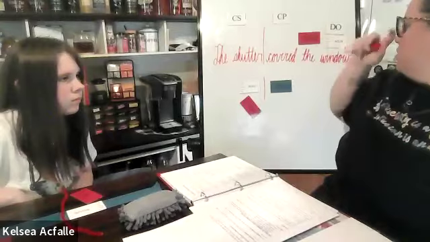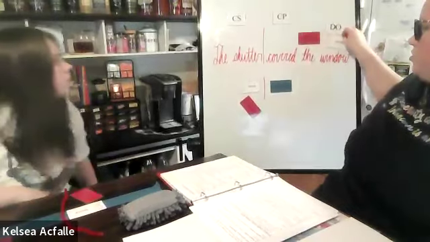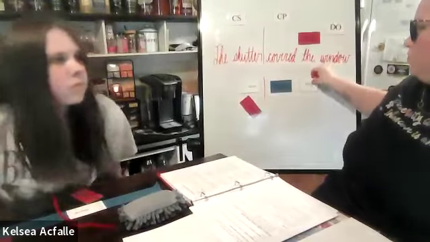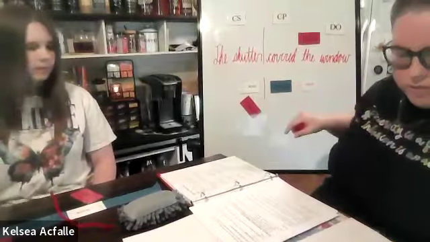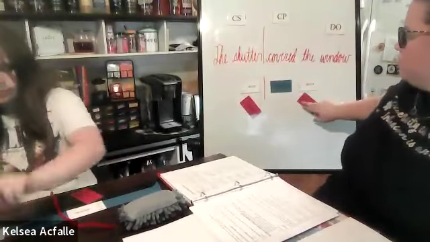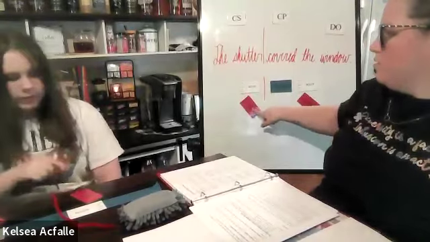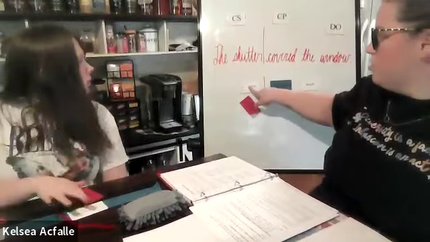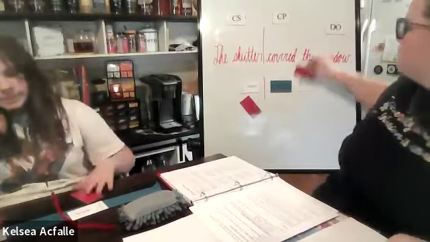Okay. Sorry, I think I confused myself. So what type of shutter is a window of what? It's a window, right? Yeah. And what type of window? The window. Which is an article. Okay, ready? Let's read it. The shutter covered the window. Good job.